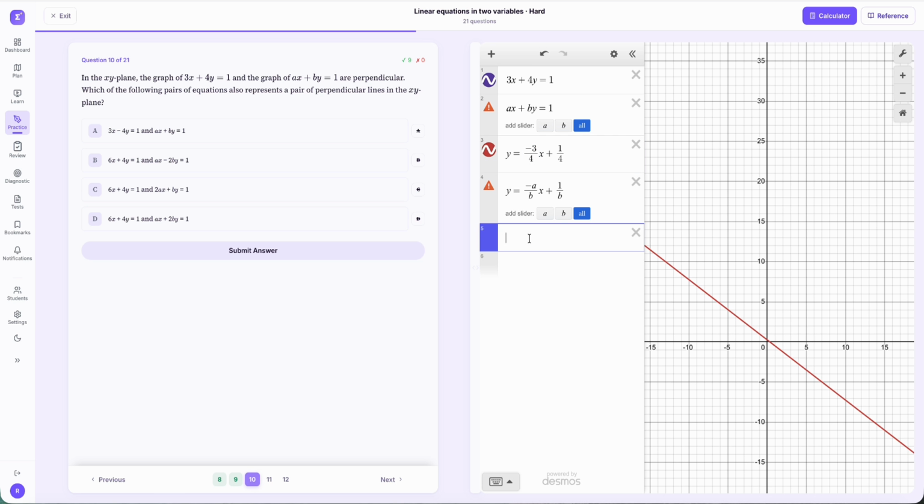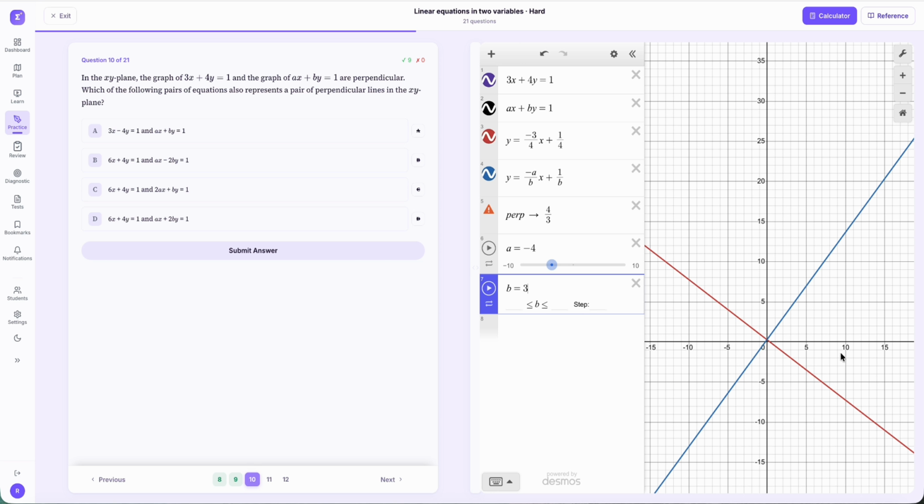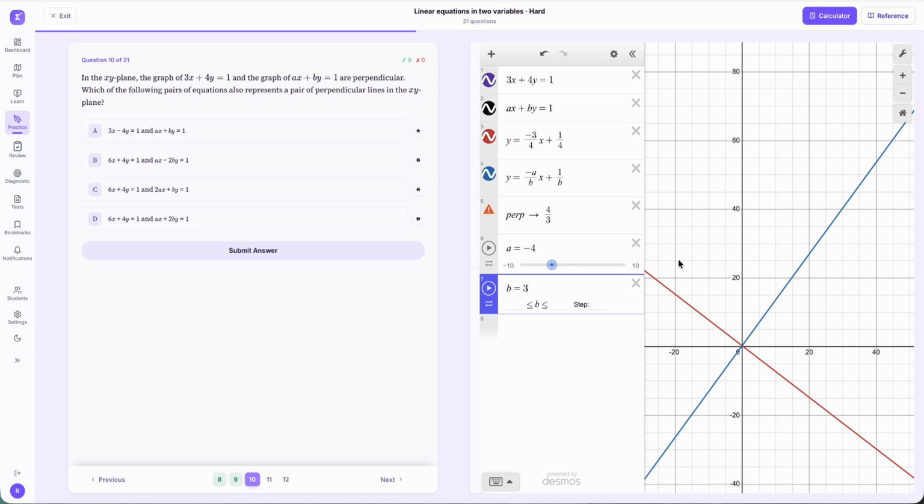So what do I know? If it's perpendicular, then the slope has to be 4 over 3. So I have to figure out what A and B have to be for it to be 4 over 3. The way you can make that happen is to say A is negative 4 and B is 3. Once I've given Desmos the A and B, you can see they actually do look perpendicular. That's another good thing to know: perpendicular lines just make a nice X or T shape, and that's exactly what we see here.